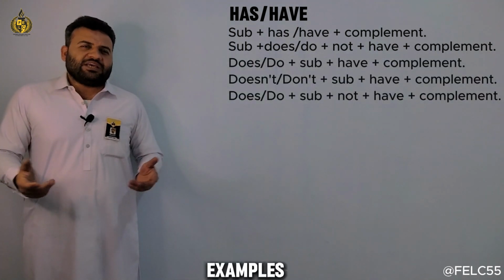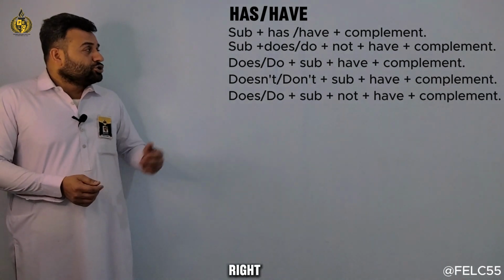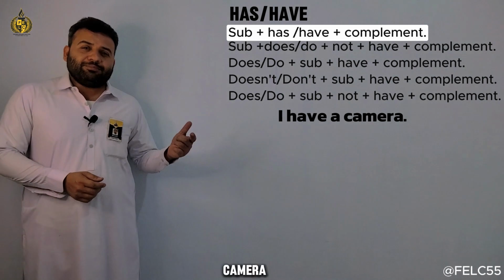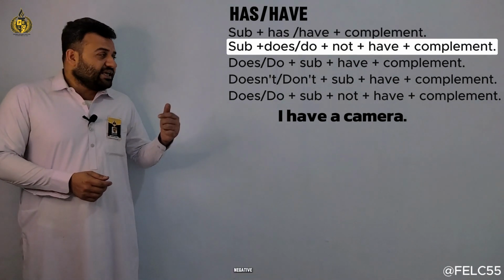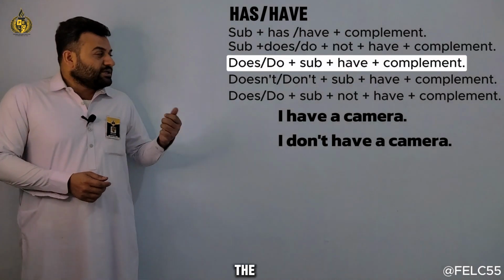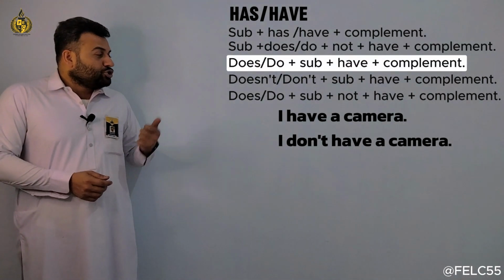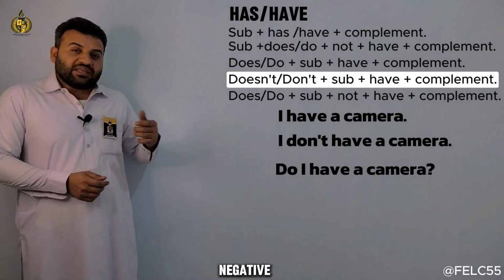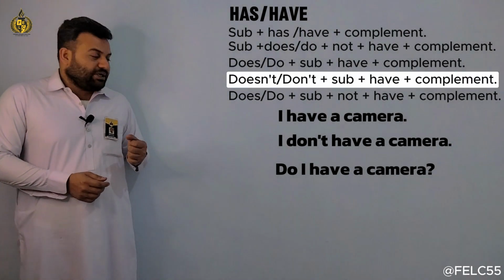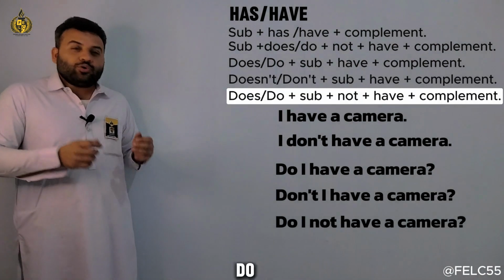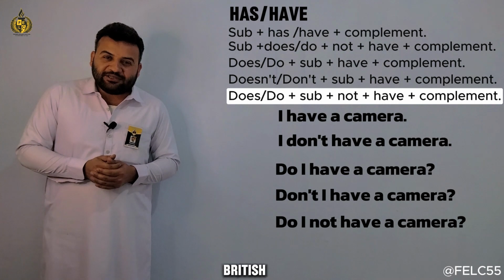Let's make some of the examples in this topic, right? So the first example is I have a camera. The negative will be I don't have a camera. The question will be do I have a camera? And negative interrogative American will be don't I have a camera? And do I not have a camera in the British English.